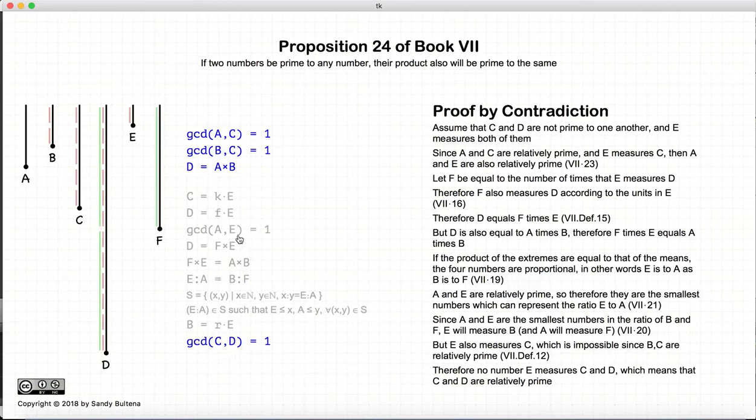So to recap, if A and C are relatively prime, B and C are relatively prime, a number D created by multiplying A and B together will also be relatively prime to C.